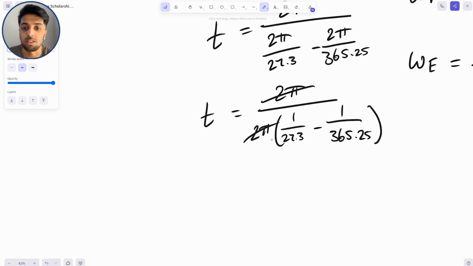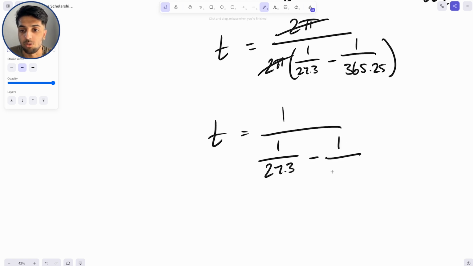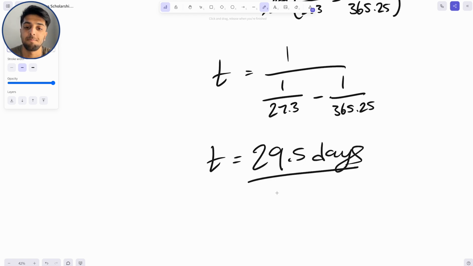And then as there's 2 pi on the top and bottom, we can cancel that out, and we get t is equal to 1 all over 1 over 27.3 minus 1 over 365.25. And that is equal to 29.5 days. There we go.